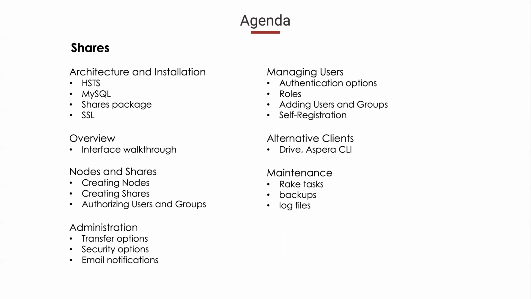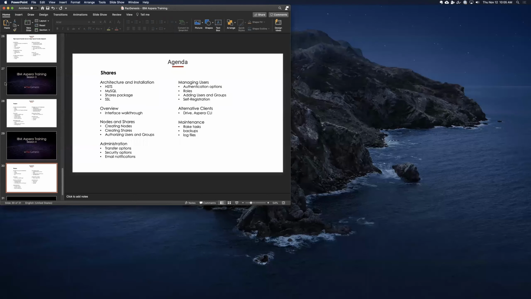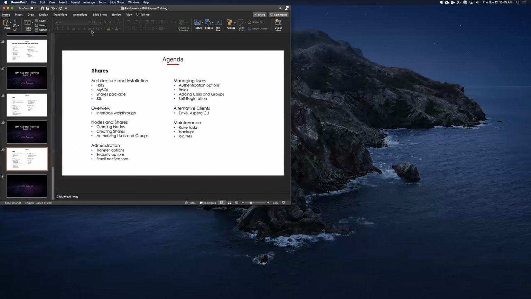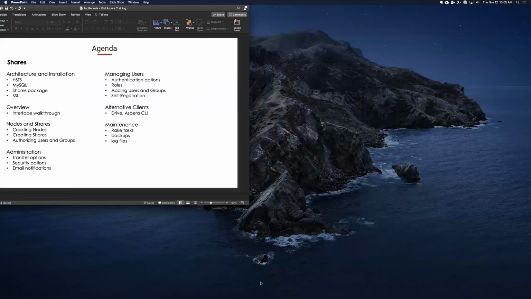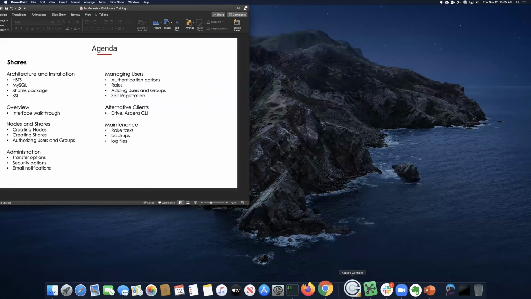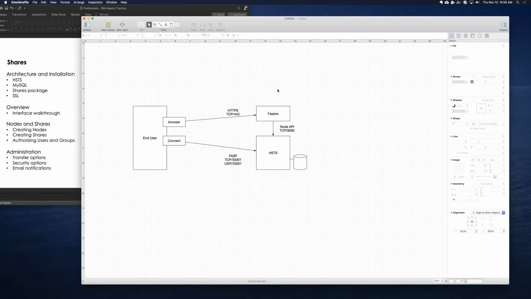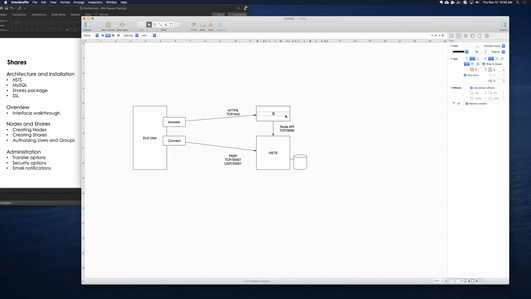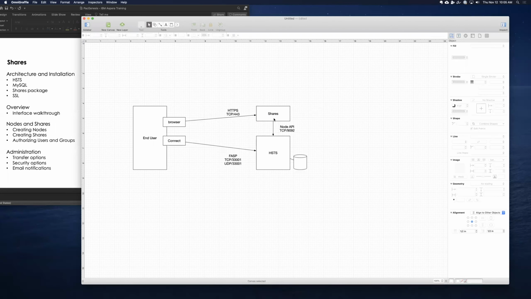Okay, so let me break out of the slideshow and we'll go ahead and get started. I'm going to keep this on the side so we can refer to it as needed. I'm going to start with a quick diagram here, and this is actually the diagram we used in our last session when talking about Aspera Faspex. This is actually very similar. So Aspera Shares, again, works as a web application layer that sits on top of a high-speed transfer server, an Aspera transfer server.